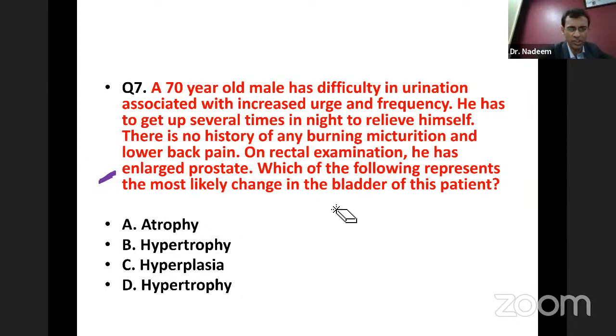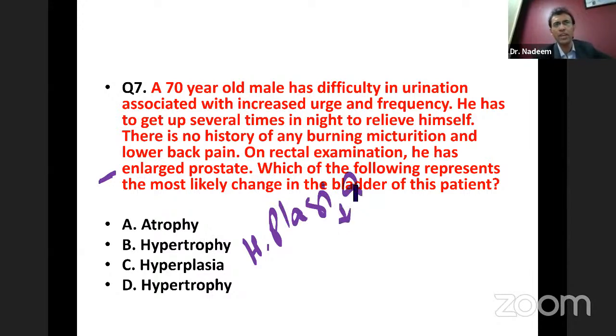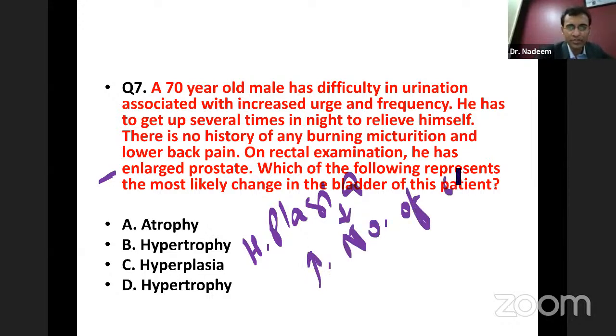What about hyperplasia? Hyperplasia, as in the case of BPH, benign prostatic hyperplasia. What is happening in hyperplasia? There is an increase in the number of cells in the tissues. Examples of hyperplasia: breast development during puberty, endometrial hyperplasia, BPH, and hyperplasia of liver cells after partial hepatectomy. Fine, so hyperplasia we can understand.